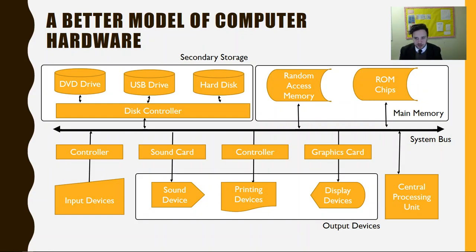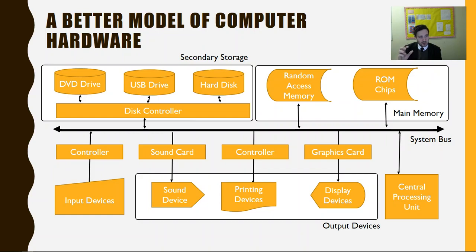Moving up, we've got main memory. Now, in the previous demonstration, I just said that's the working memory of the computer. However, there's two key parts, which we'll look at on the next slide. We've got the random access memory. That's your temporary working memory of the computer. And then you've got these things called ROM chips. That means read-only memory chips.